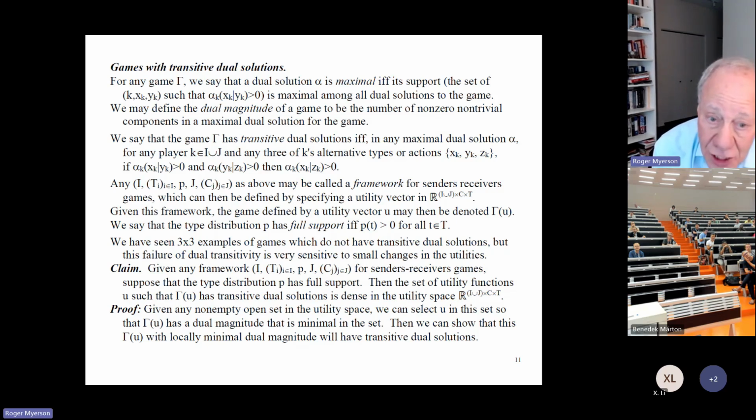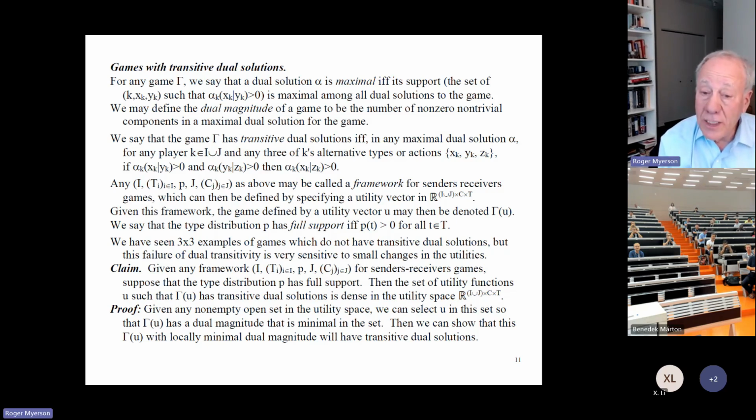We've seen, I just showed you an example of a 3x3 game which did not have a transitive dual solution, but this failure of dual transitivity is very sensitive to small changes in the utilities. Claim: given any framework, everything about the game except the utility function, with full support on the probabilities, then the set of utility functions u such that gamma of u, the resulting game, has transitive dual solutions, that set is dense in utility space. And let me just sketch the proof a little bit.